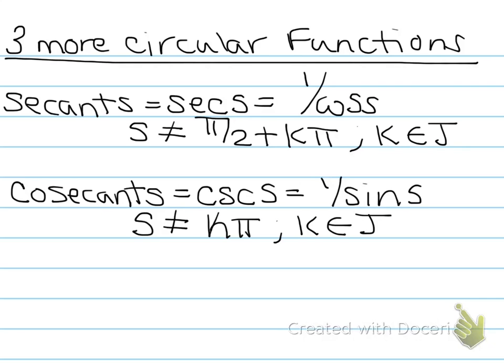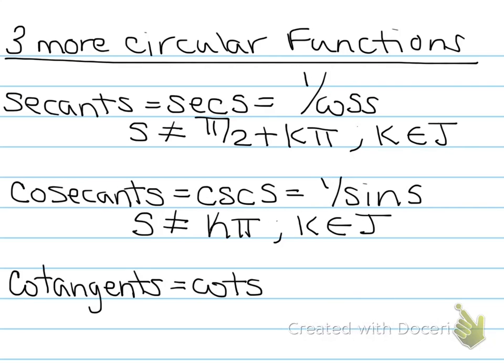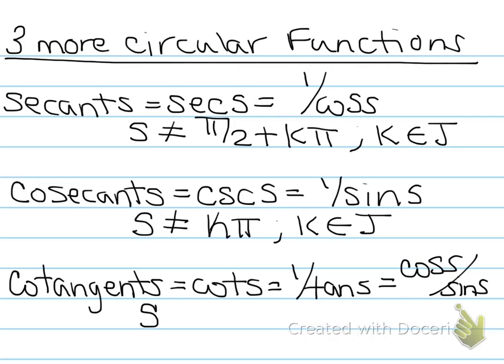The last one we're going to look at is cotangent. Cotangent S, abbreviated as COT, represents 1 over tangent of S. It's very rare that we actually use it as 1 over tangent of S because we tend to represent tangent always as sine over cosine, so we can say cotangent is cosine S over sine S. Now this is going to follow the same restrictions as cosecant because we cannot have sine equal to 0, therefore S cannot equal k pi, where k is in the set of integers.